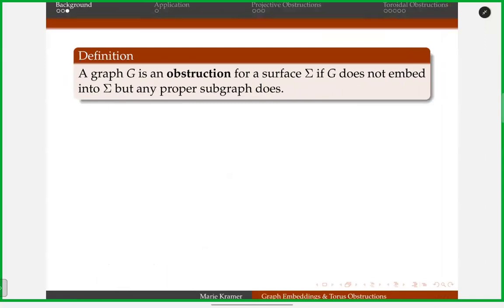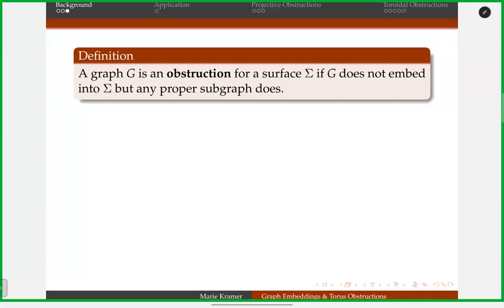Okay, what we saw happening with K33 in the plane was actually that K33 is an obstruction for the plane. So for the purpose of this talk, I'm defining an obstruction for a surface to be a graph G that doesn't embed into the surface, but a proper subgraph does. There are multiple different notions of obstructions out there. Oftentimes, we are requiring minors to embed. For the purpose of this talk, I'm talking about what is sometimes also referred to as topological obstructions, with respect to subgraphs.